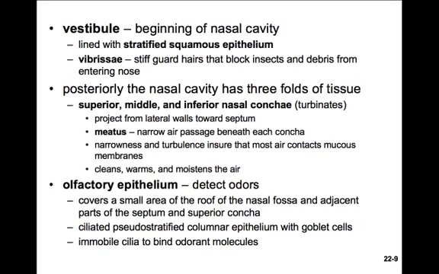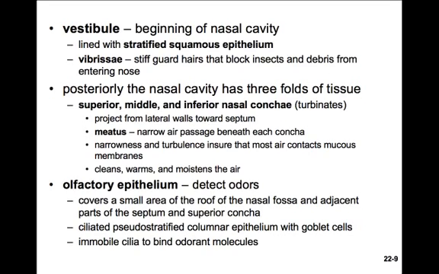Posteriorly, the nasal cavity has three folds of tissue that are supported by bone: the superior, middle, and inferior nasal conchae, or the turbinates. They project from the lateral walls and move towards the septum. They create a meatus, or narrow air passage, beneath each concha. The narrowness and turbulence ensure that most air contacts mucous membranes before it enters the rest of the respiratory system. This is how we clean, warm, and moisten the air.